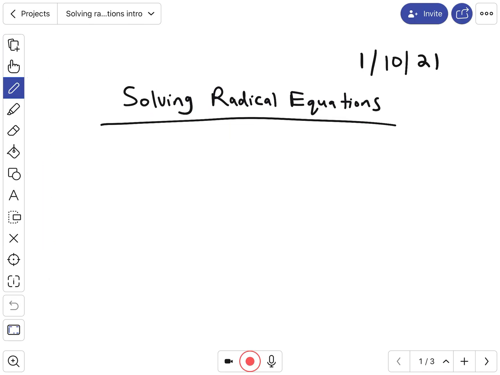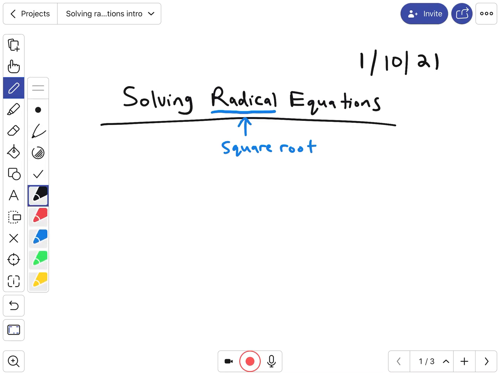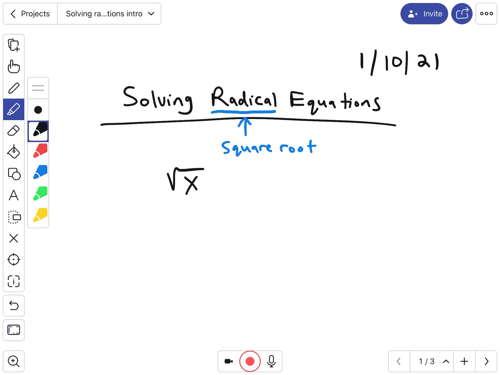But I want to break down this word first. So what is a radical? So a radical is really a square root. Okay, so anytime you see something like this is the radical. This is the radical symbol.